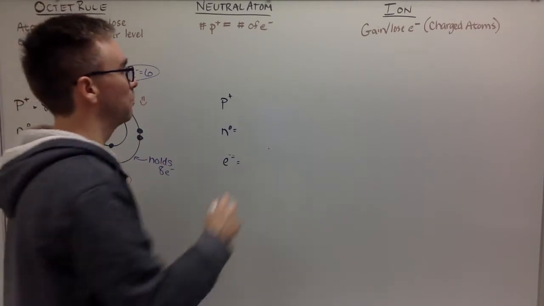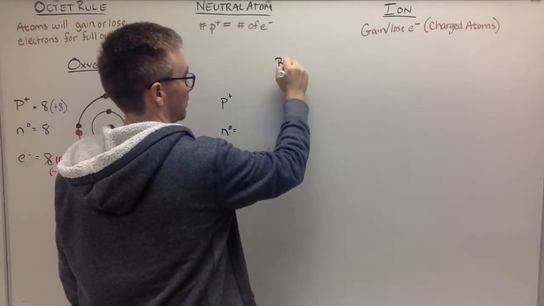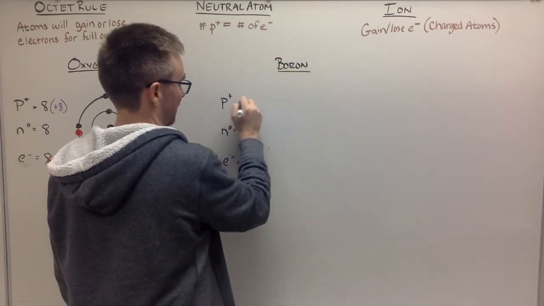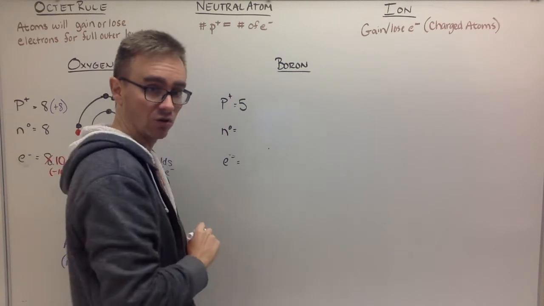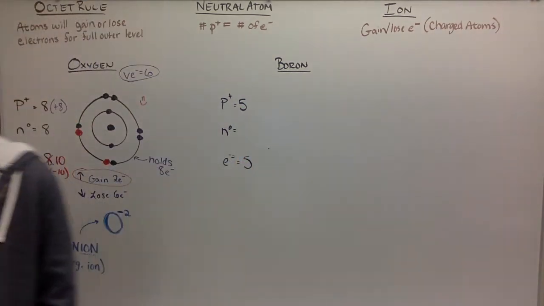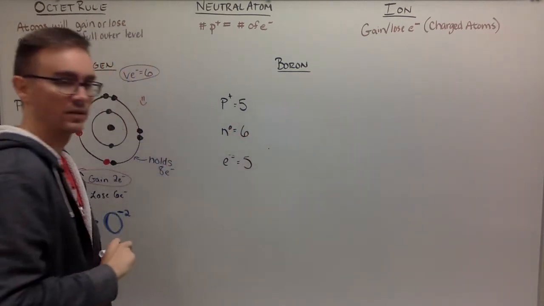All right, let's do boron. I'm going to try and keep simple atoms here for right now. Boron has 5 protons. We'll start it as a neutral atom. It has 5 electrons. It has a mass of 10.8, so it's 11. 11 minus 5, 6 neutrons.